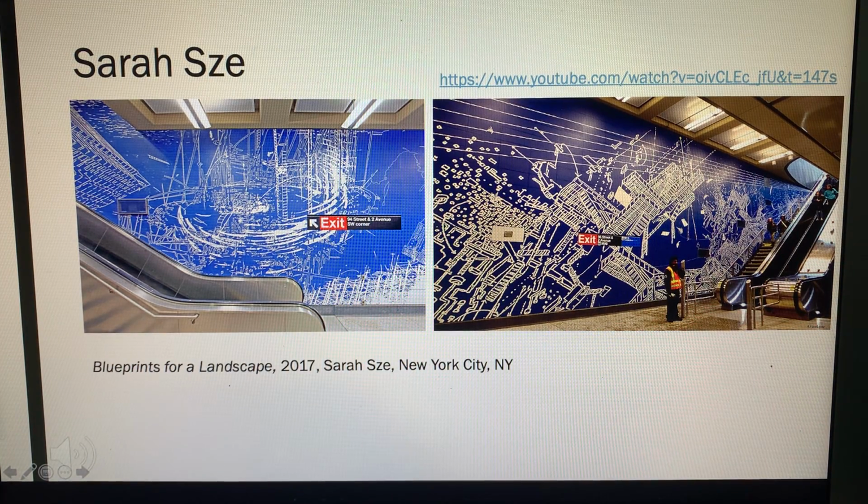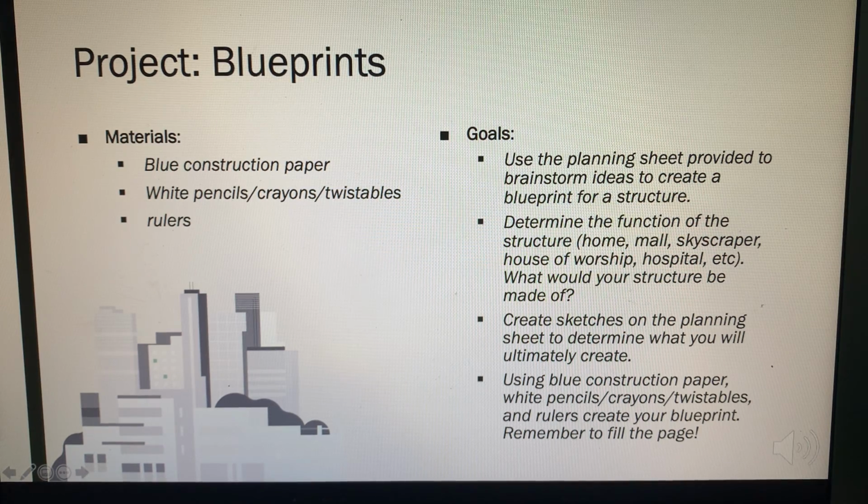Students will be introduced to the artist Sarah Sze, who created blueprints for a landscape in 2017 in the New York City subways. They will watch a short video pertaining to Sarah Sze and watch her describe her artwork. Students will then embark on lesson 2, blueprints. Their goal is to invent and create a structure with function. For example, a home, skyscraper, retail space, hospital, or a house of worship, among other things.